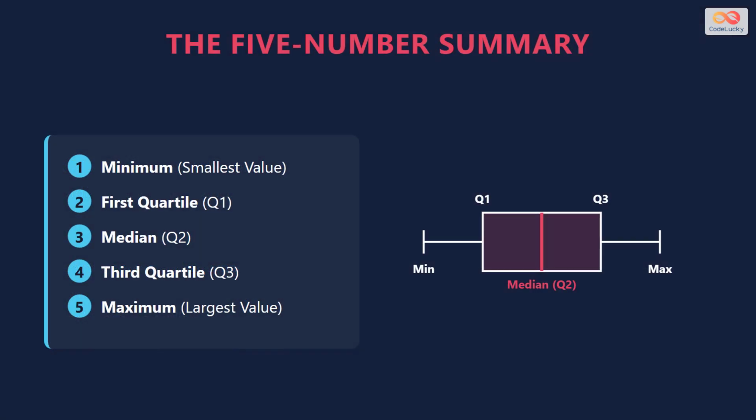To construct a box plot, we need 5 specific values from our dataset. We call this the 5-number summary. Number 1 is the minimum, the smallest value. Number 2 is the first quartile, or Q1. Number 3 is the median, or Q2. Number 4 is the third quartile, or Q3. And number 5 is the maximum, the largest value.